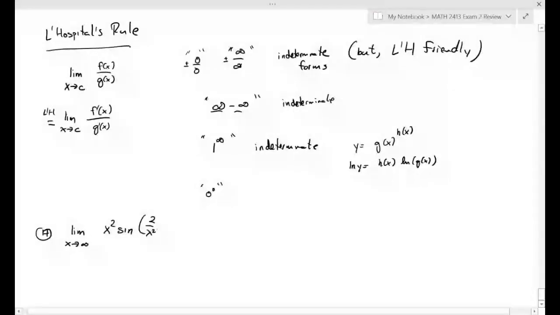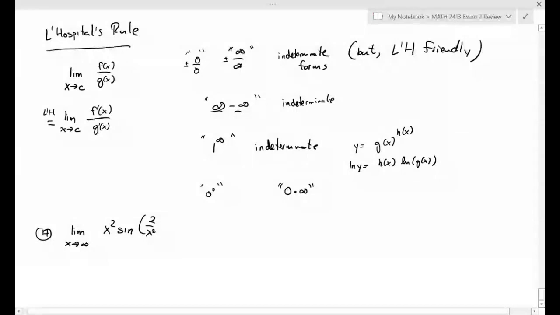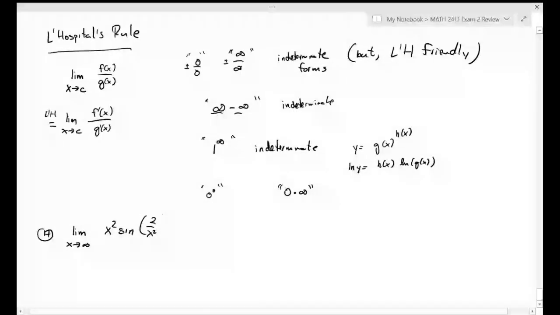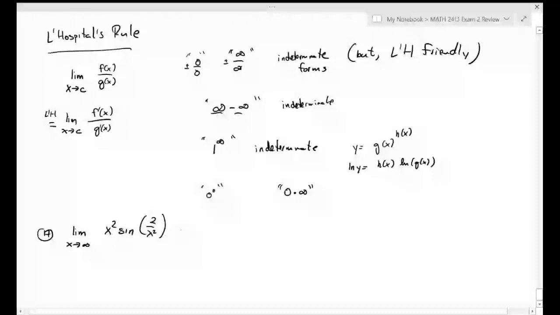Oh, 0 times infinity. Or minus infinity. That's also, you have two factors, one going to 0, the other going large. When you multiply them, what wins out, right? All right, so what kind of indeterminate form do we get here?